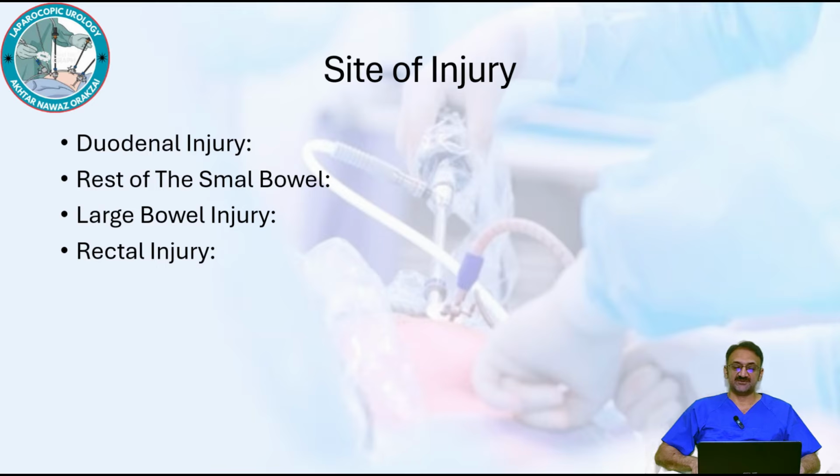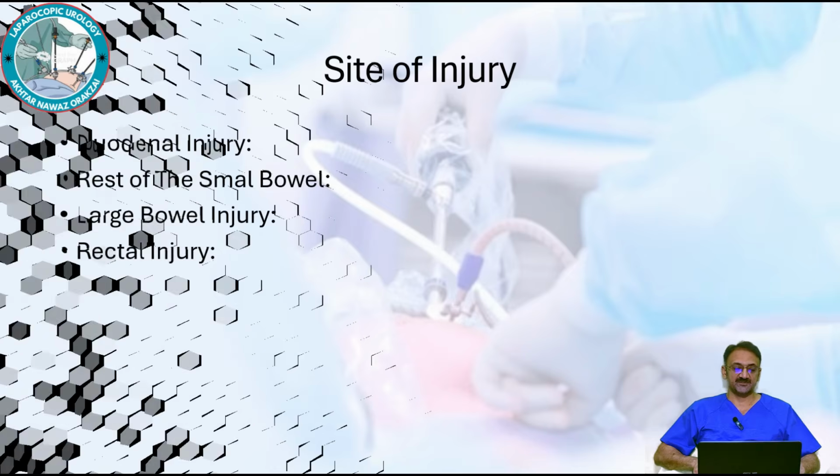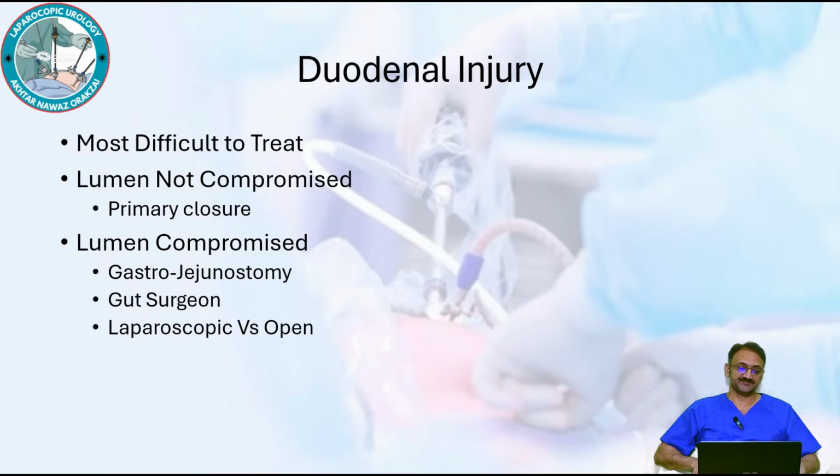So the site of injury may be the stomach, duodenum, the rest of the small bowel, the large bowel, or the rectum. The stomach is a highly vascular structure, and you can repair it primarily with interrupted sutures. Then comes the duodenal injury. They are the most difficult to treat because there is a high volume of acidic fluid coming through it, and there is compromise of the lumen. So if you see that there are only serosal tears, you can just repair them. If there is a small tiny hole, you can repair the duodenum with interrupted transmural sutures, with one or two sutures. But if you are convinced that after repairing the duodenum, there will be compromise.